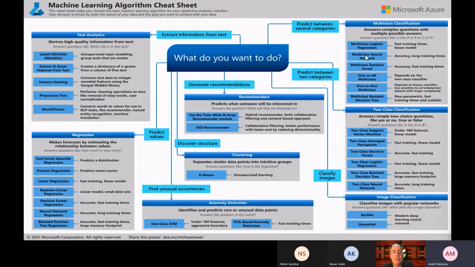Anyway, for multi-class, you can use slightly different ones. So multi-class logistic regression, etc. So some of these are more optimized for A, B, C, or D, as they say here.